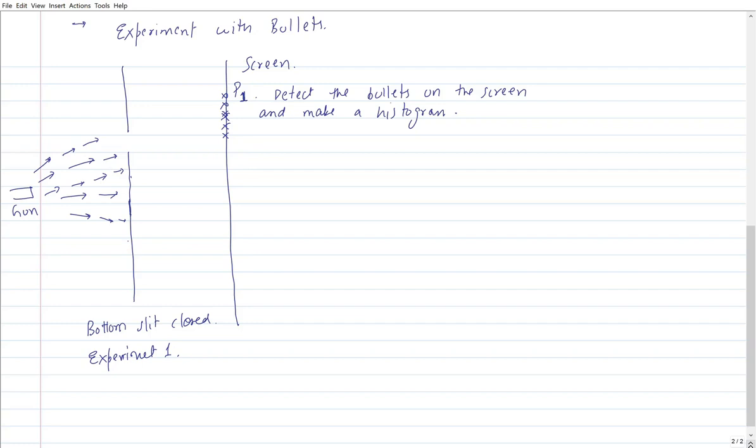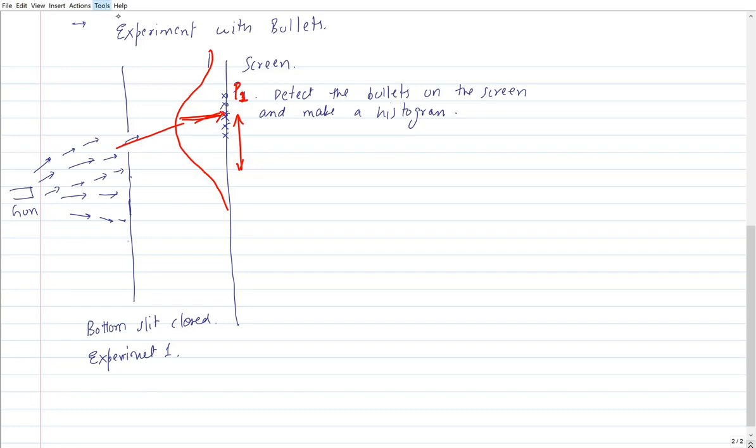So, as you can sense, I'll have a probability distribution that looks like some sort of a curve which is peaked at some point, maybe peaked over here. So that's my P1, the probability which I calculated from the histogram of detecting a bullet as a function of this y coordinate. So that was my experiment 1.